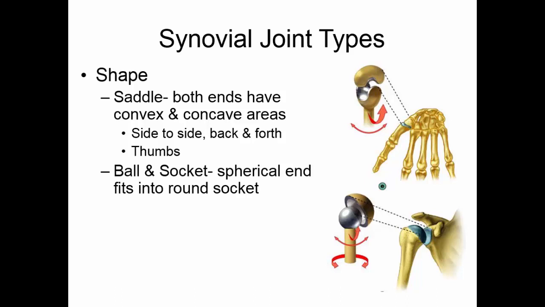And then finally we have the ball and socket joint. Here you have a rounded sphere that fits into a cup-shaped socket. This gives you the most motility of any of the joints. This is the most freely movable of the joints. This is the kind of joint you have in your shoulder and your hip.